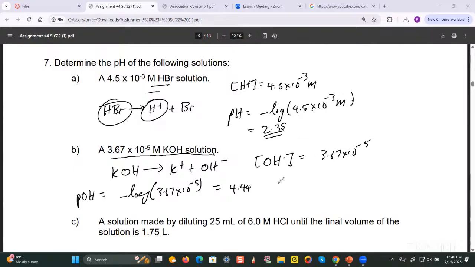So the pH would be equal to 14.00 minus 4.44.